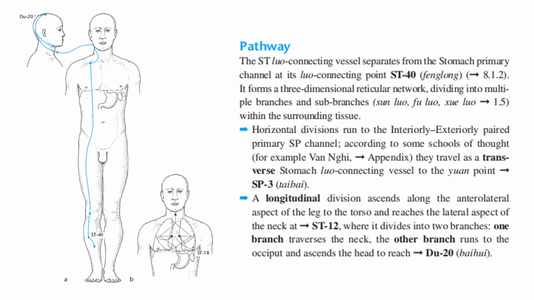The longitudinal division ascends along the anterolateral aspect of the leg to the torso and reaches the lateral aspect of the neck at Stomach 12, where it divides into two branches. One branch traverses the neck. The other branch runs to the occiput and ascends the head to reach GV 20.